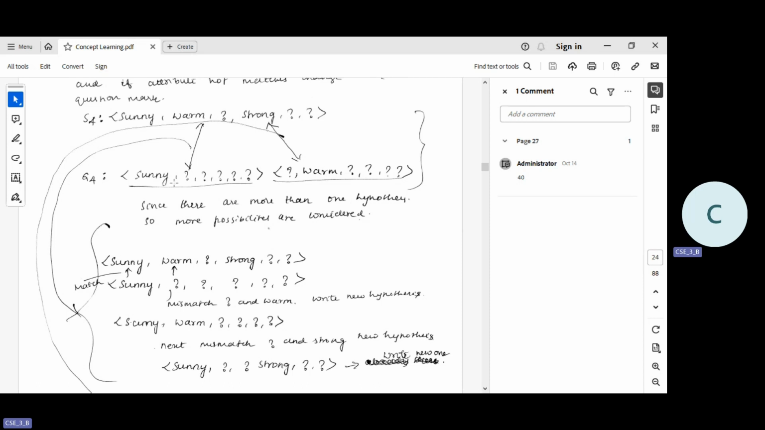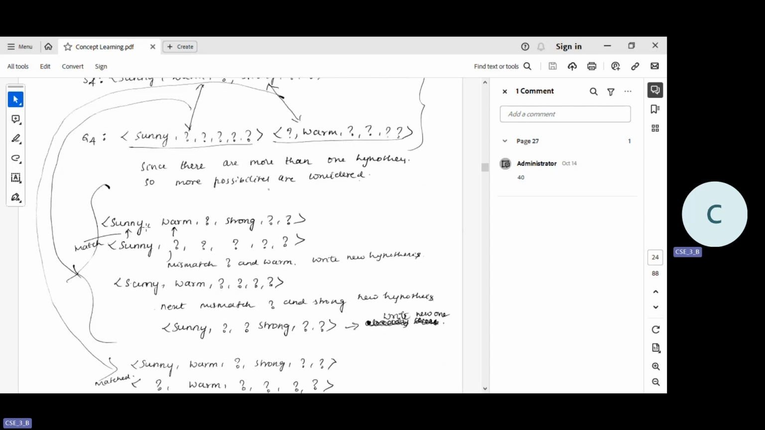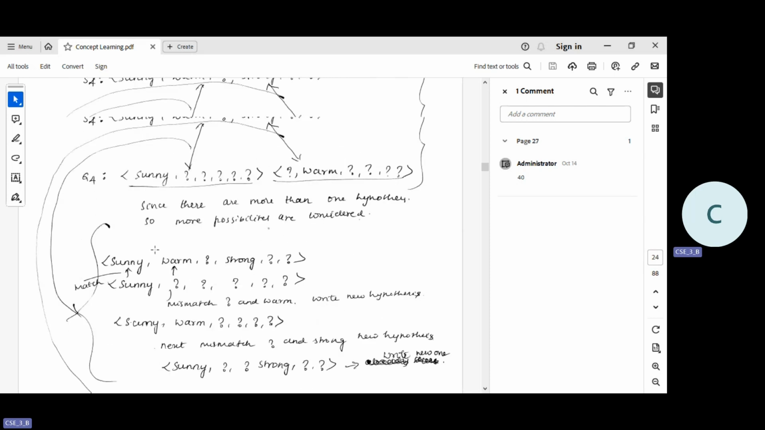So now we have to find the hypotheses intermediate between these two boundaries, and then we are observing all the hypotheses which are consistent. We have to do the matching with the hypothesis from the specific boundary and then one hypothesis in the generic boundary. And we can see here sunny, warm, question mark, strong, question mark, question mark. Please observe this carefully.